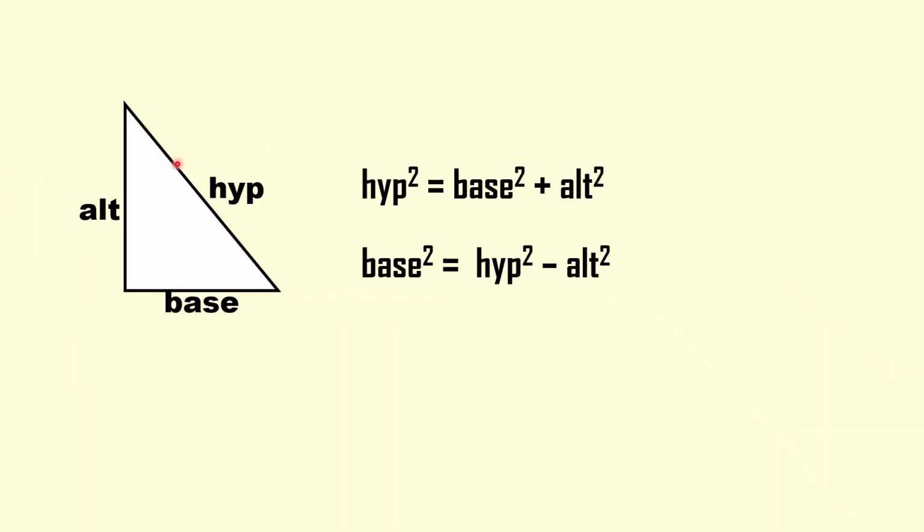And lastly, the well-known Pythagoras theorem. Hypotenuse square is equal to base square plus altitude square, or base square is equal to hypotenuse square minus altitude square. That is the Pythagoras theorem or Pythagorean theorem.